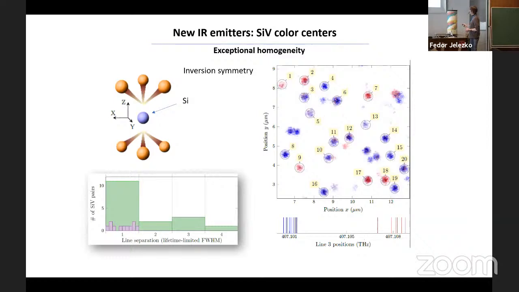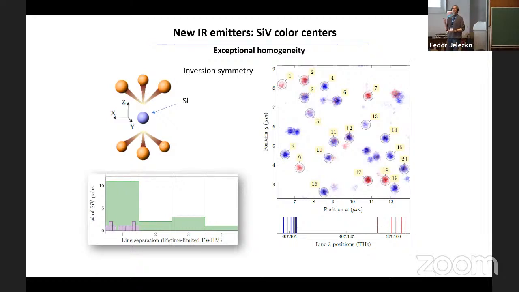If you look at many of them, they actually have absolutely the same color. What does color mean here? In this picture, I show color in terms of indistinguishability, or overlap within the homogeneous line width. So if you have two blue spots here, these are two color centers which are absolutely indistinguishable. And there are two groups, red and blue, but all the blues are actually within 100 megahertz of the same optical frequency. And all the reds are grouped in the other area.